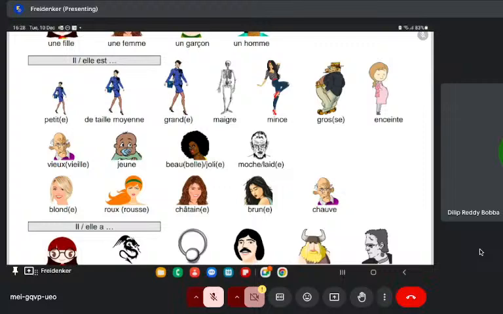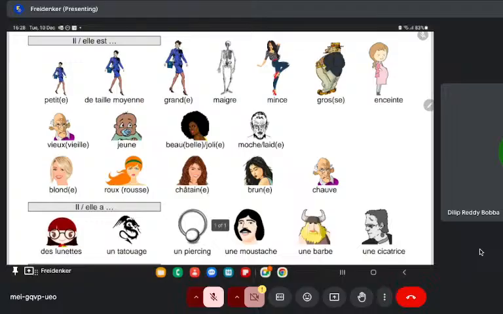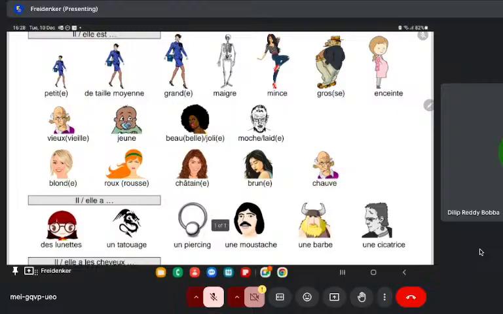Vieux is old, for male people. Vieille is old, female version. So masculine, feminine: vieux and vieille, look at the spelling. Jeune is young. Wherever you don't see these brackets, it means the masculine and feminine form is the same. Maigre ends with an e, so masculine and feminine are the same word. For enceinte, I don't think French has a masculine form, so we'll leave it at that. Jeune, masculine, feminine, same word.